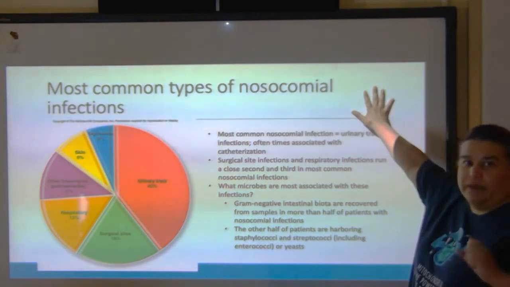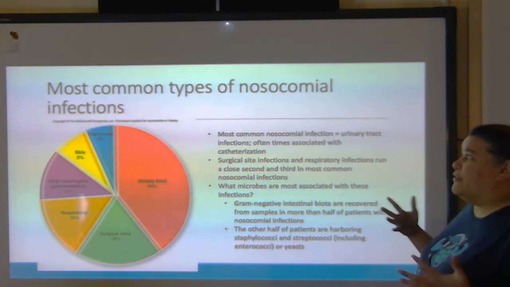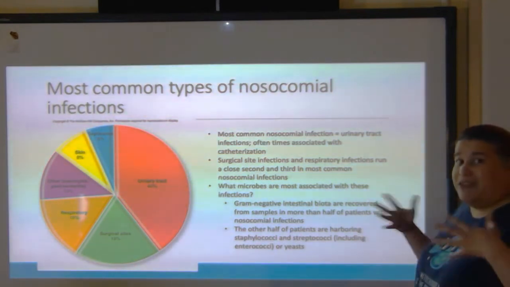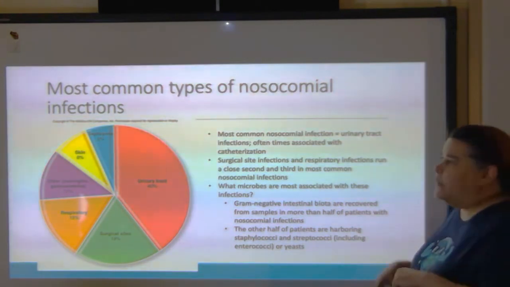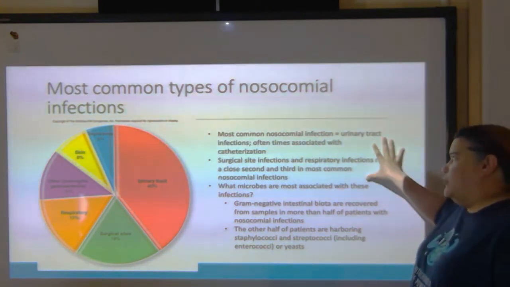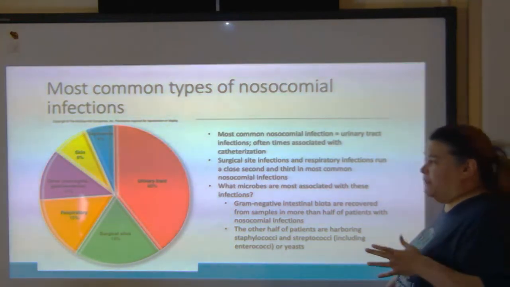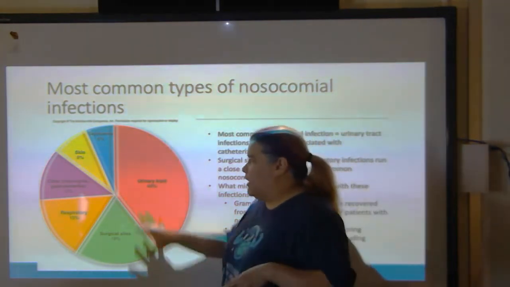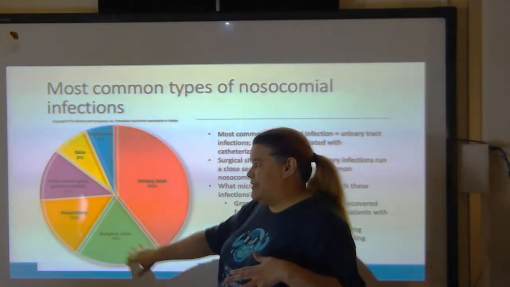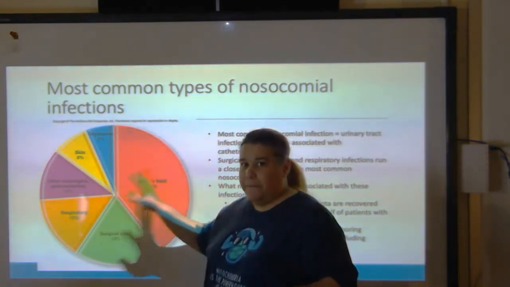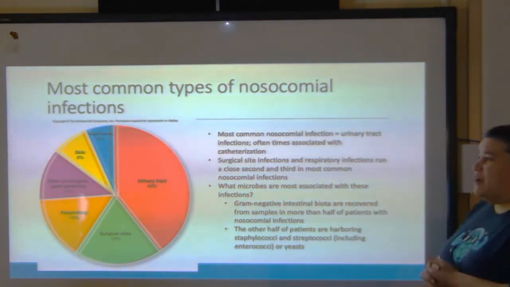What are the most common of these infections? The most common is usually a urinary tract infection, and again, it's often associated with catheterization. Surgical site infections, as well as respiratory infections, run a close second and third. So you've got urinary tract taking up 40% of this pie. You've got surgical site at 19 and respiratory at 15. Top three.